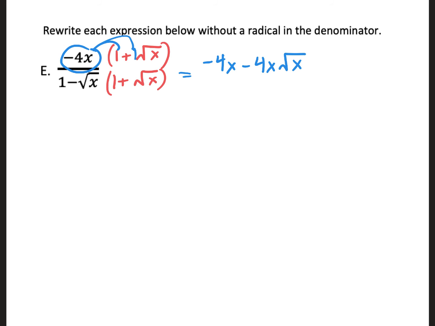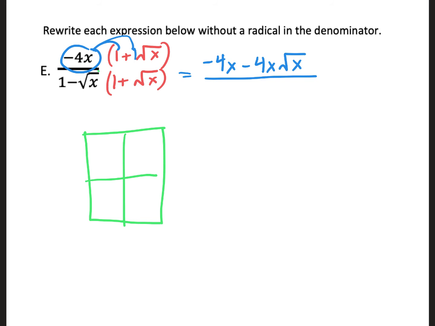For my denominator, we are going to have to do the box method again because I have a binomial times a binomial. So we're doing 1 minus the square root of x times 1 plus the square root of x. Again, in that first box, I'm doing 1 times 1, which gives me a 1. 1 times negative root x, which is just negative root x. If I do 1 times a positive root x, you get a positive root x.